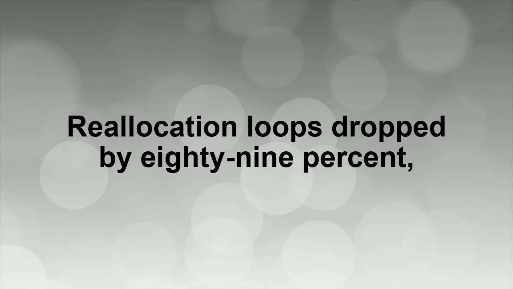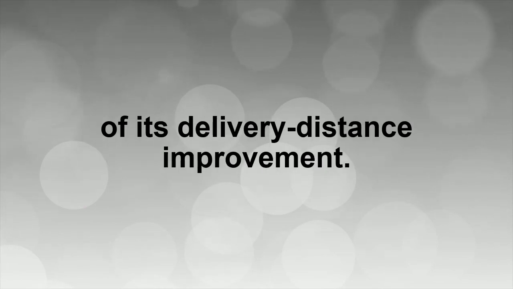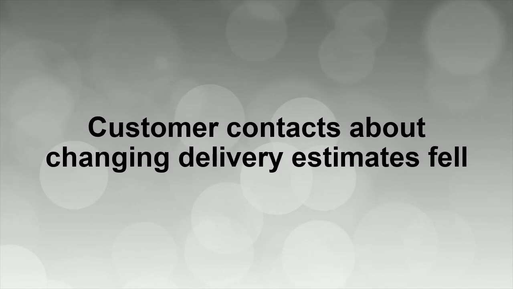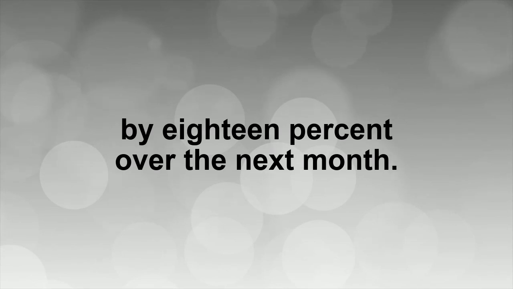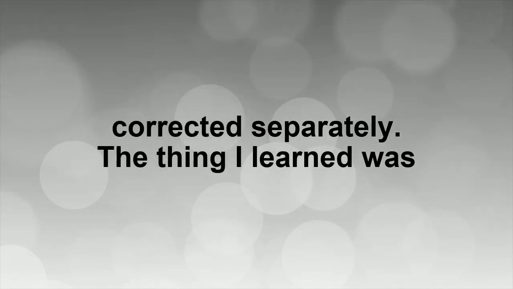Reallocation loops dropped by 89%, while the algorithm retained about 92% of its delivery distance improvement. Customer contacts about changing delivery estimates fell by 18% over the next month. The new overlap metric also exposed a smaller issue in frozen goods that we corrected separately.